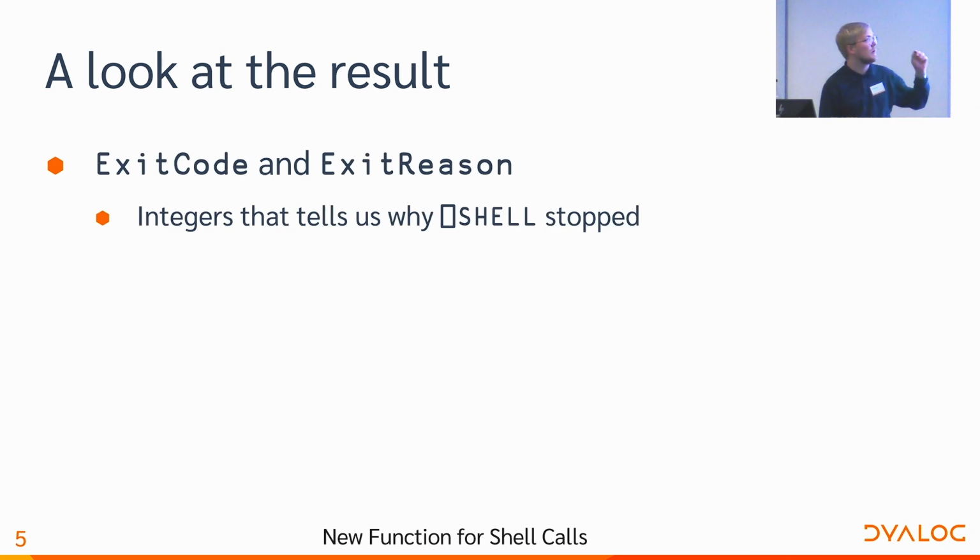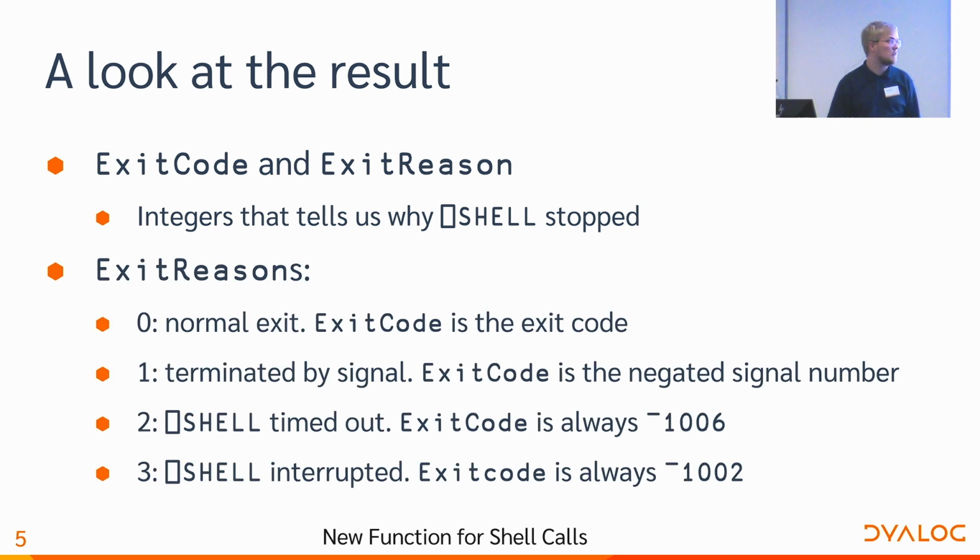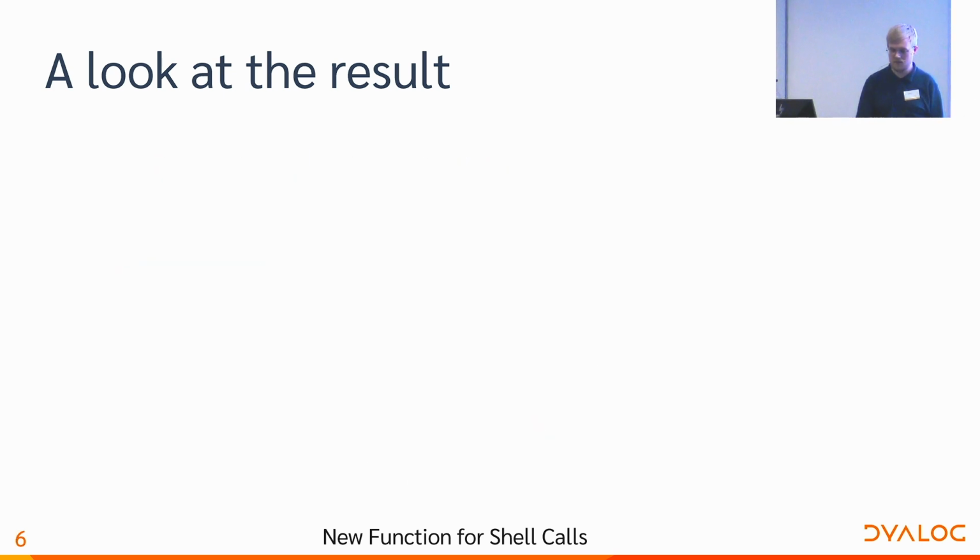Then we have some information about the reason the quad shell call stopped. There are 4 reasons that quad shell can stop, and the first 2 are the normal ones. The child process might have finished, and in that case we have the exit code as part of the result. Or the child process might have finished, but not under normal circumstances. It might have been terminated by some signal, and then the exit code represents the signal number. Then we have these 2 down here where quad shell itself timed out, and I'll get into that, or that the user interrupted the quad shell call.